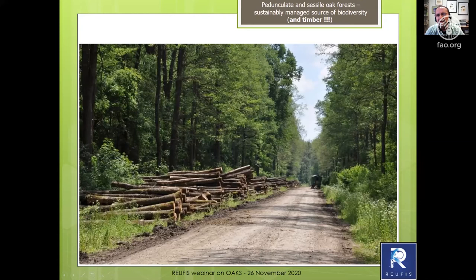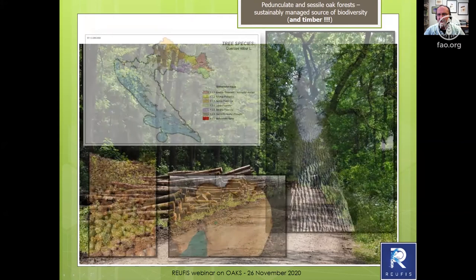What are our oak forests? How do they look? What is the function of these oak forests, and how do we manage them, and what do we manage them for? I've seen already in the questions and answers that timber is quite important in many countries. So it's the same in Croatia.